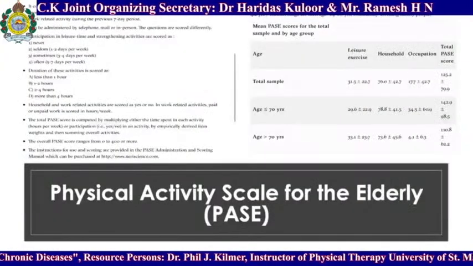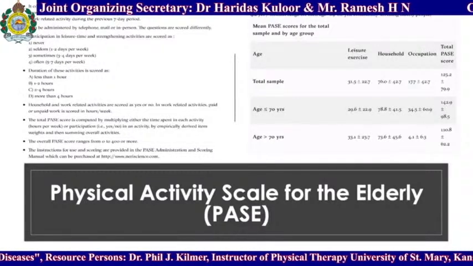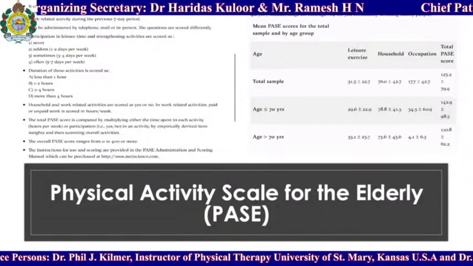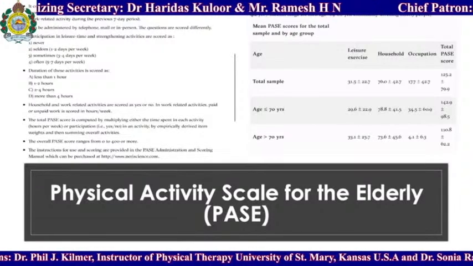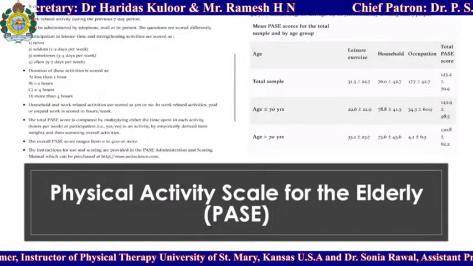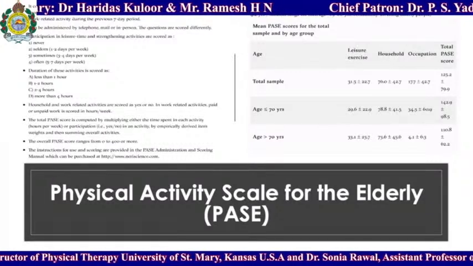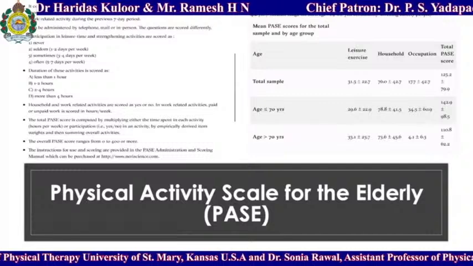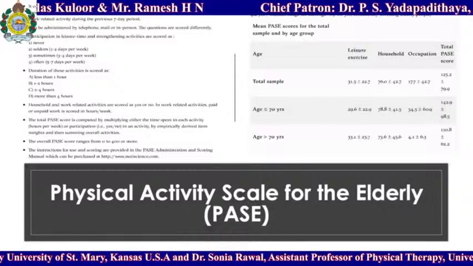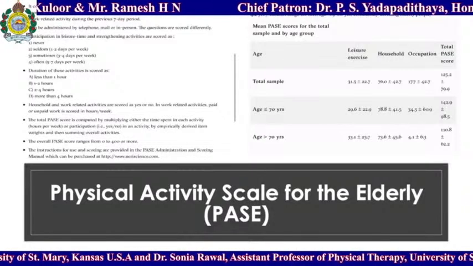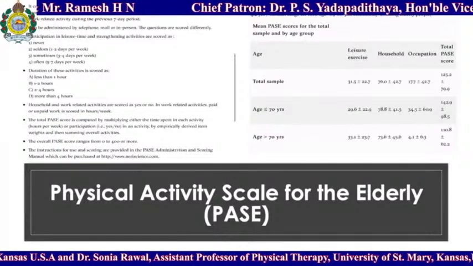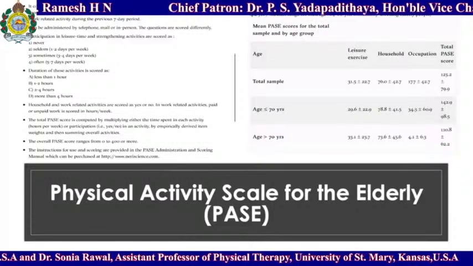So how do we measure physical activity of the elderly? One of the best ways is a great scale called the Physical Activity Scale for the Elderly, as you can see here. It consists of 12 different questions that talk about the frequency and duration of leisure activities, household activities, and work-related activities over the previous 7-day period, just to get a 7-day snapshot of what patients are doing on a regular basis. So this is a good way to measure overall physical activity.